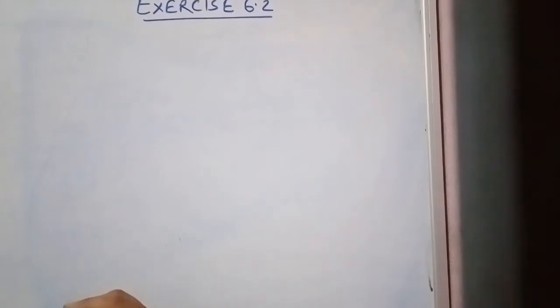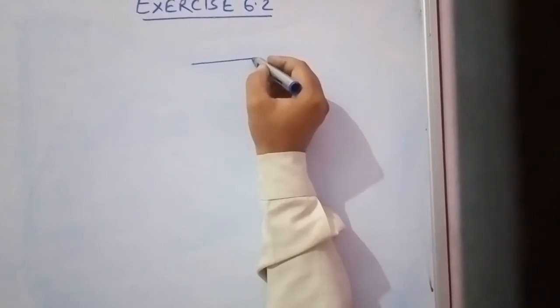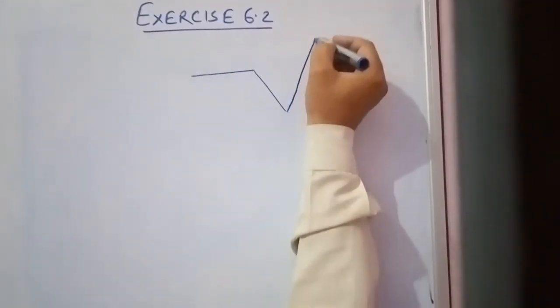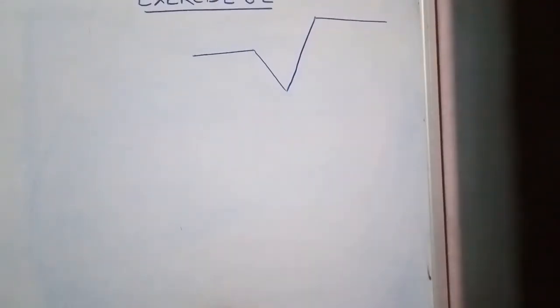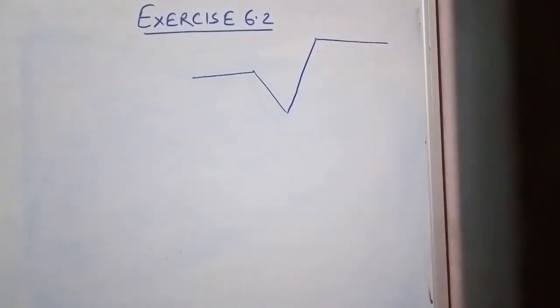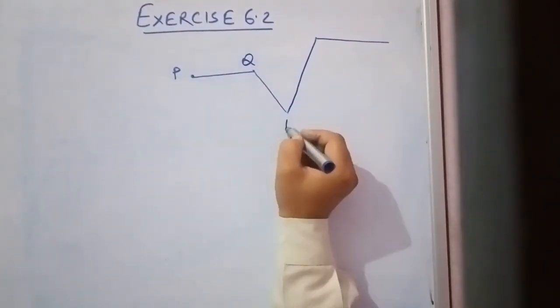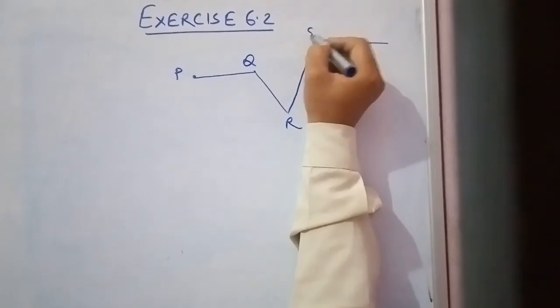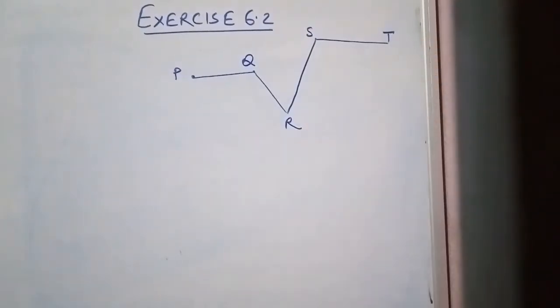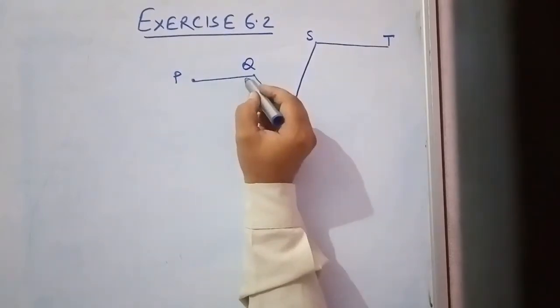Question number 4. In this question, PQ is given parallel to ST. This is P, Q, R, S and T. PQ is parallel to ST.